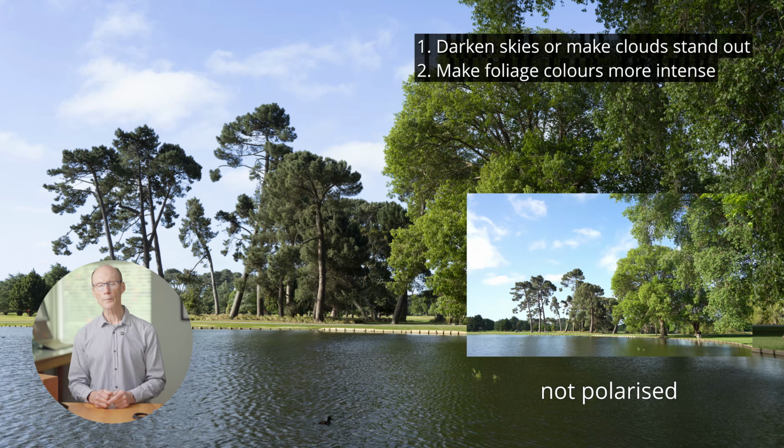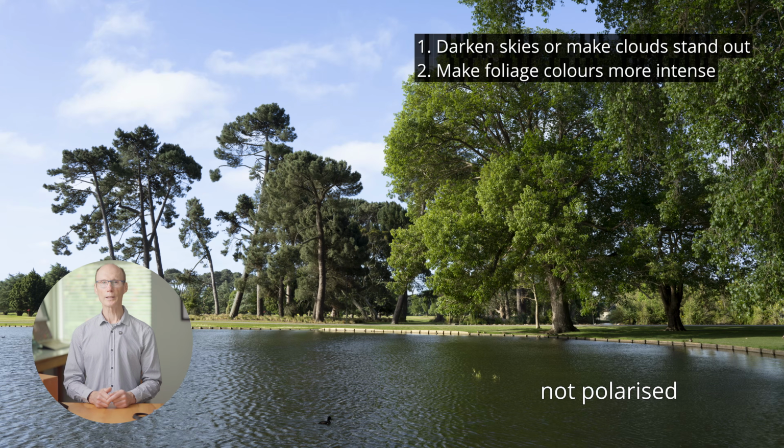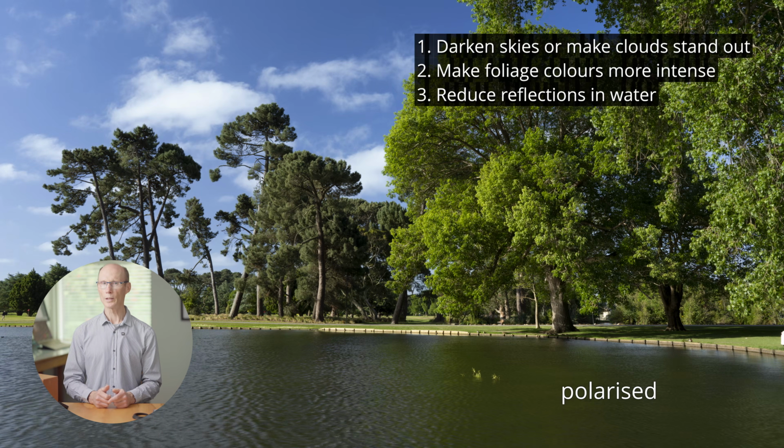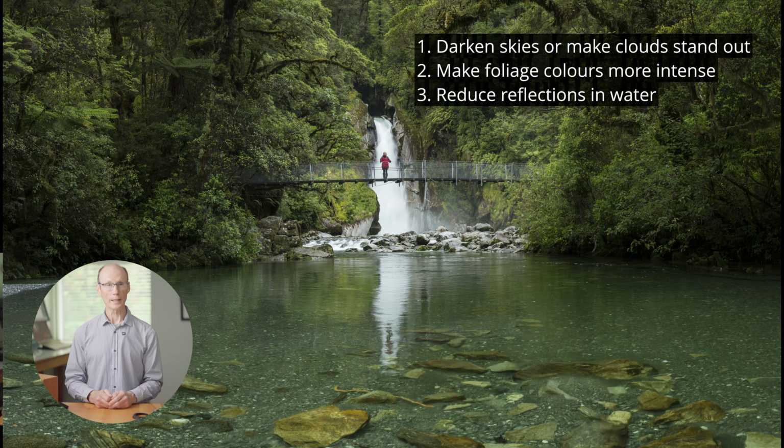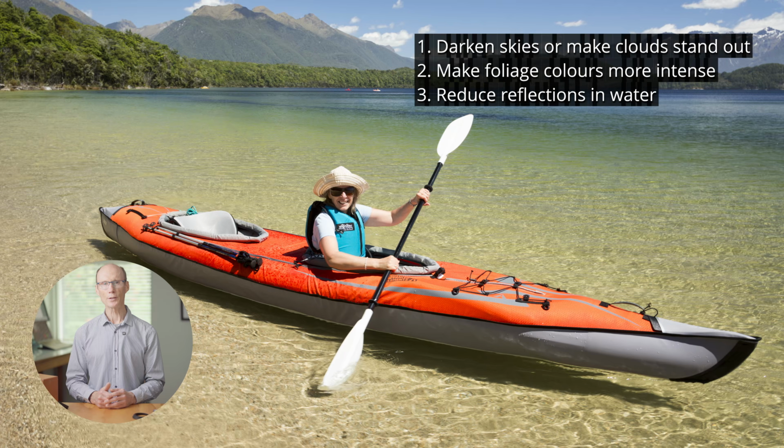And the third most common reason I use a polarizing filter is to reduce reflections in water or damp surfaces. The two reasons I want to reduce glare on water is to see what's beneath or to see the color of the water. However, you can go too far, as I have in this image here.